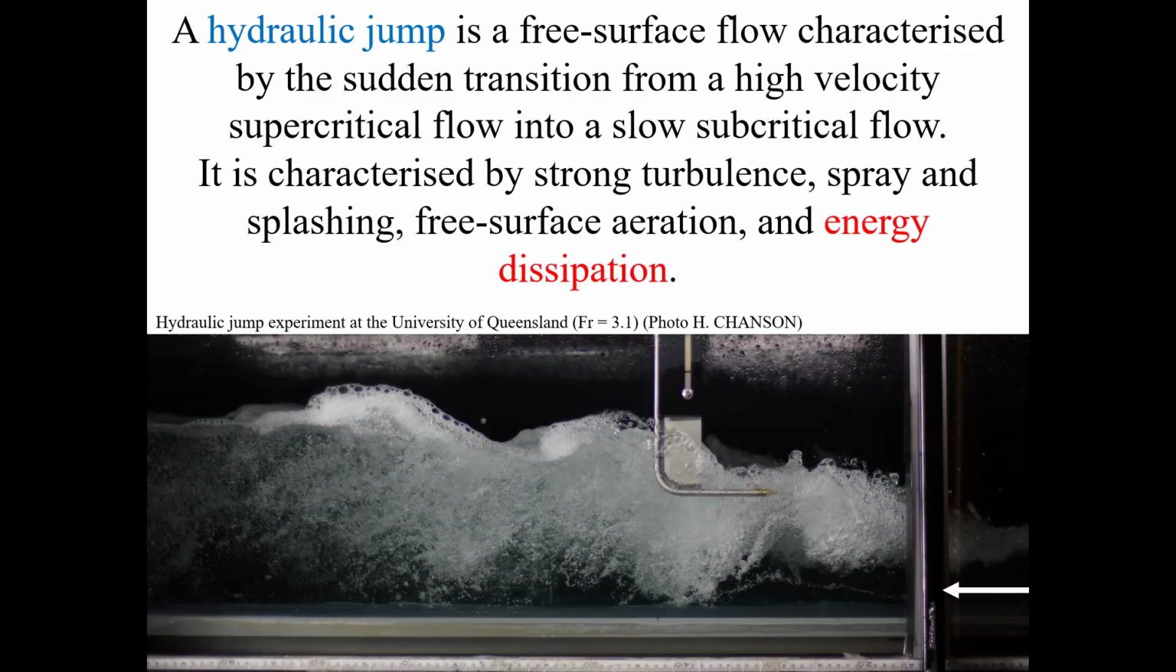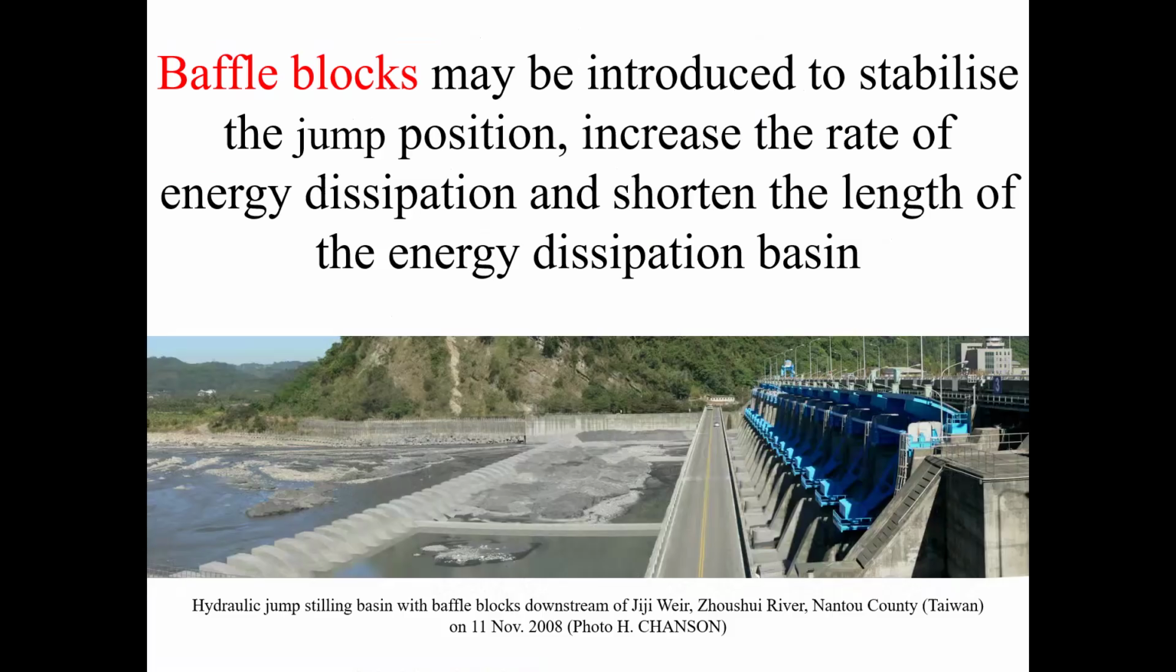A hydraulic jump is a free surface flow characterized by a sudden transition from a high-velocity supercritical flow into a slow subcritical flow. It is characterized by strong turbulence, spray and splashing, and energy dissipation. Baffle blocks might be introduced in the stilling basin to stabilize the jump position, increase the energy dissipation, and shorten the length of the dissipation basin, with an example below.